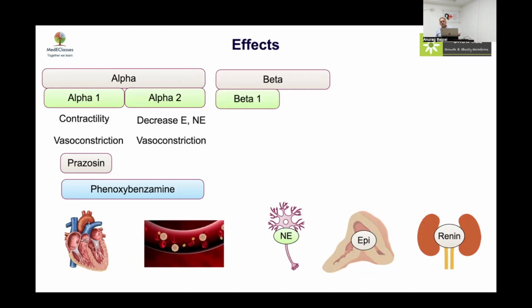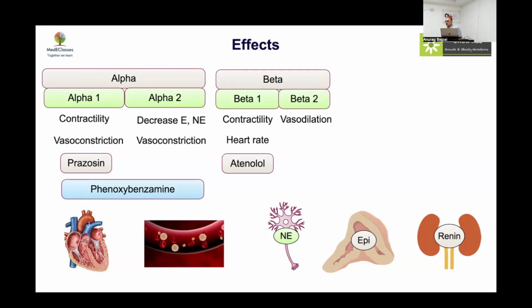Beta has both beta 1, which has a cardiac effect, predominantly on the cardiac frequency, how fast you are producing that. So contractility and heart rate. And we know atenolol as a blocker there. And beta 2 has a major effect on the blood vessel, but it's a vasodilatory effect. So that's where it's going to help you out from that.